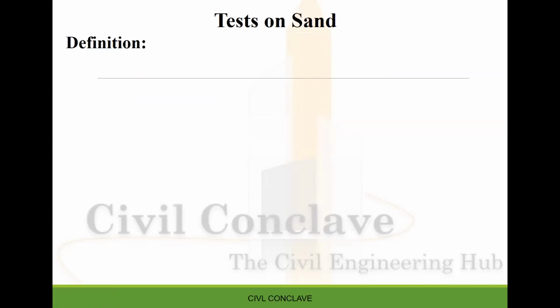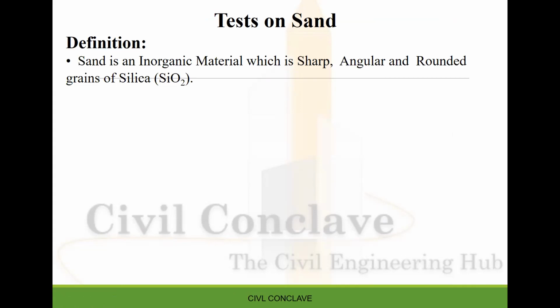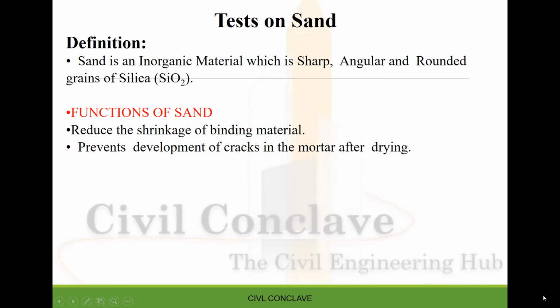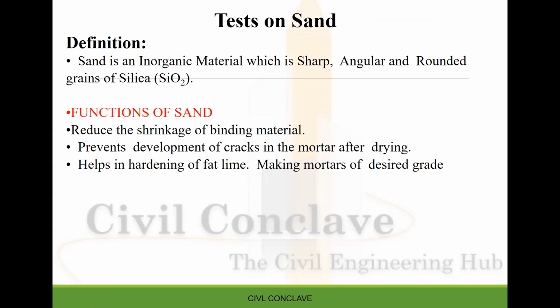Now let us talk about tests on sand. Sand is an inorganic material which is sharp, angular, and round grained. Functions of the sand: to reduce the shrinkage of the binding material, prevent development of cracks in the mortar after drying, help in hardening the fat lime, and make the mortar to the desired grade.